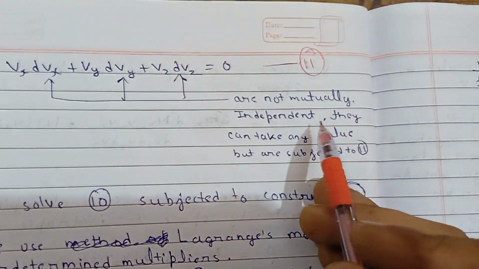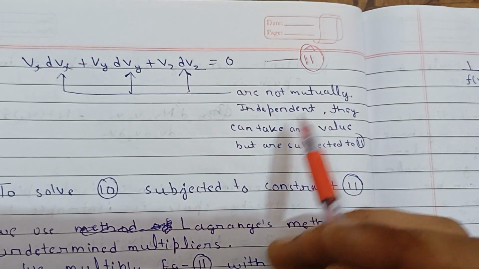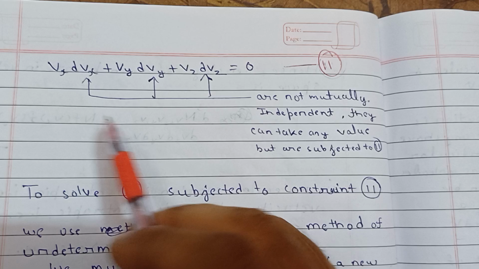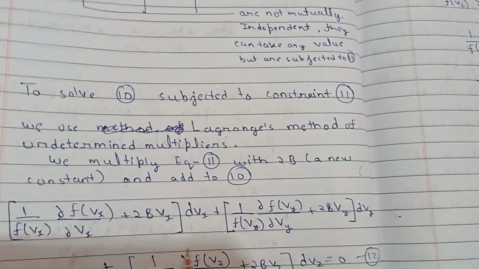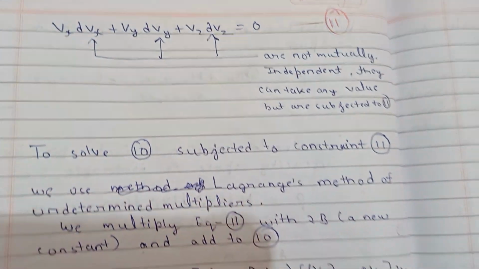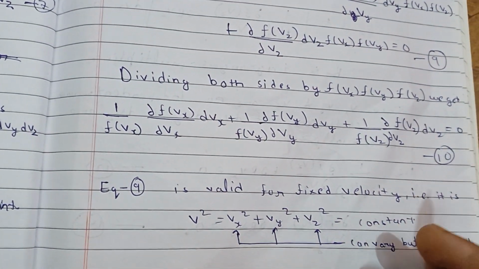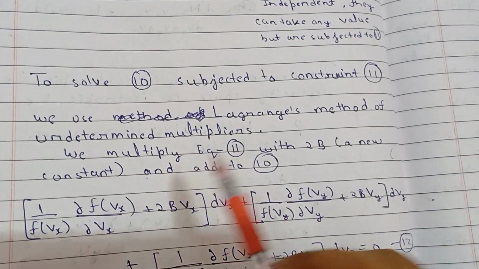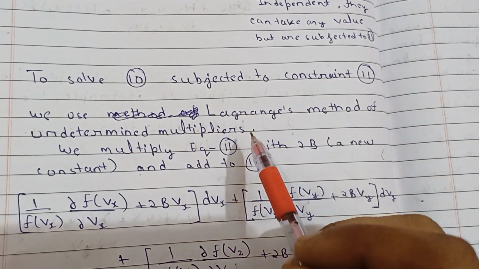Now dvx, dvy, dvz are not mutually independent. They can take any value but are subject to equation 11, meaning they must satisfy the condition that v remains constant. Now we will use this constraint equation to solve equation 10. And how can we do that? We will use the Lagrange method. And what is the Lagrange method? I will not go into detail, I will just tell you how we do this. We use the Lagrange method of undetermined multipliers.